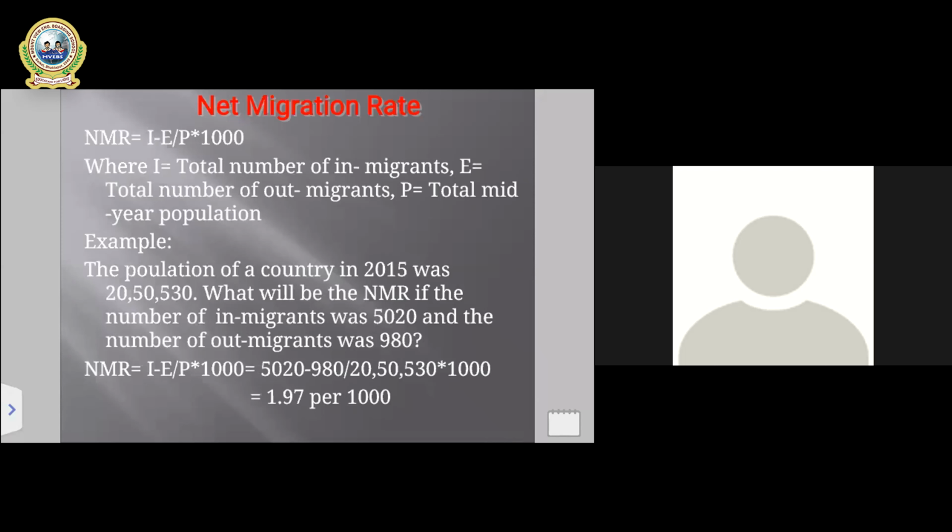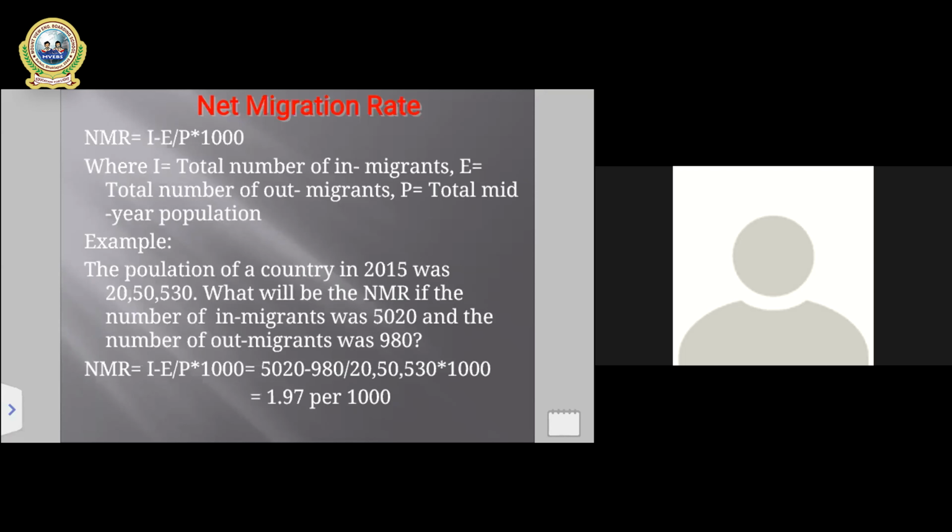incoming minus outgoing divided by total number of population multiplied by 1000. The total incoming number of population will be given in the question paper. The out-migrant population will also be given in the question paper, and the total population will also be given in the question paper. So you have to remember the formula of NMR.